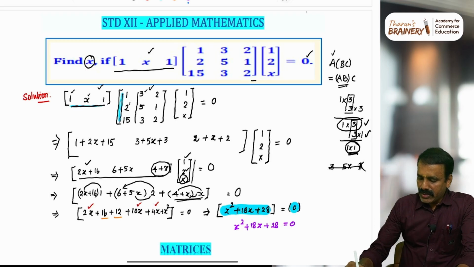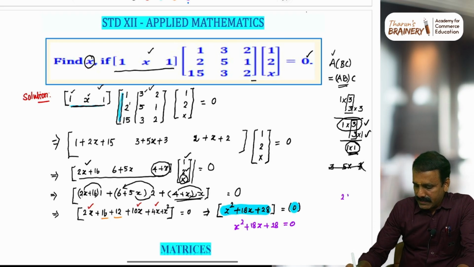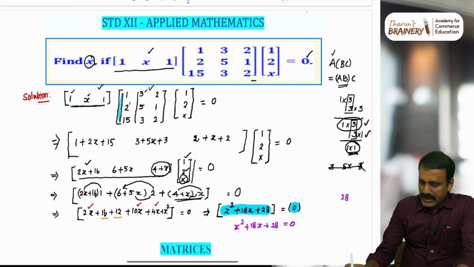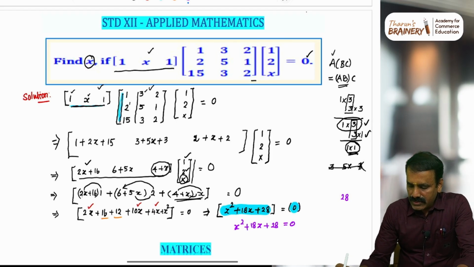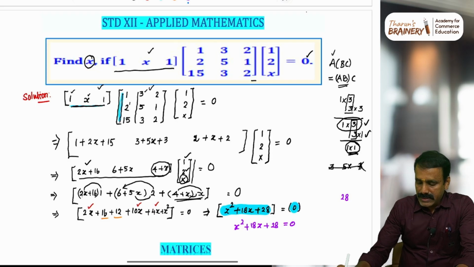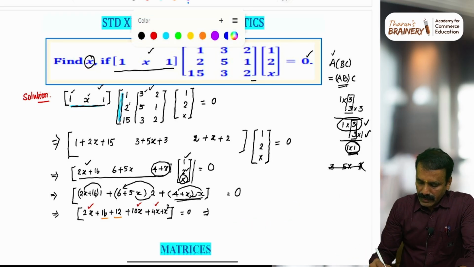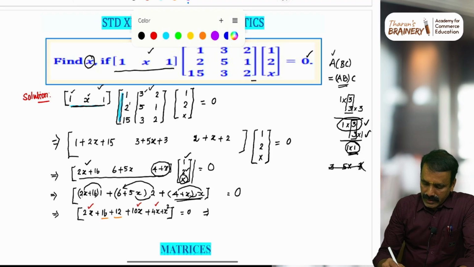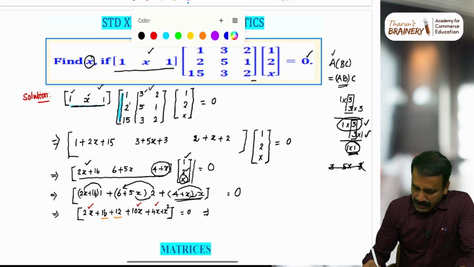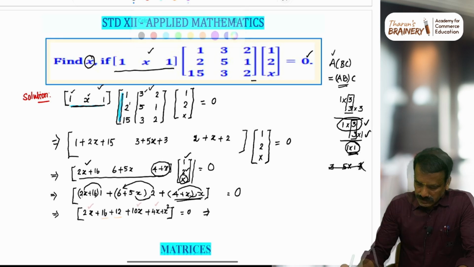On multiplication we should get 28, and on addition we should get the coefficient of x. So we are going to find two numbers. Now we are going to equate and simplify. Simplify the left hand side.